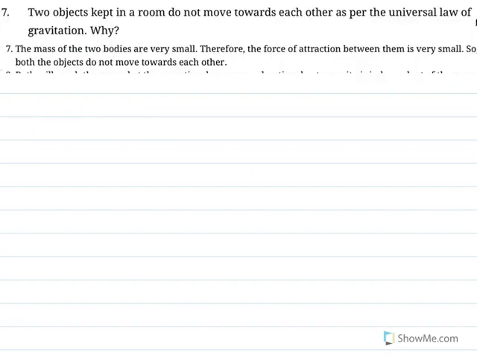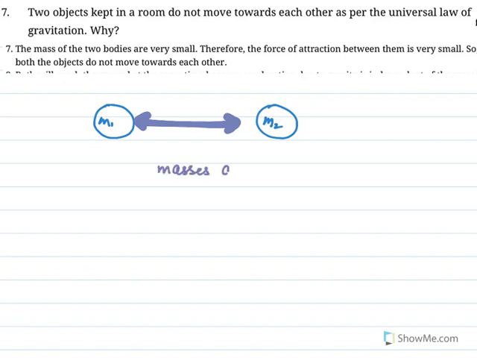Two objects kept in a room do not move towards each other as per the universal law of gravitation. Why? So if I have two objects, say M1 and M2, there will always be a force of attraction between them, but the objects do not move towards one another because their masses are small, and since the mass is small, the force is also small.